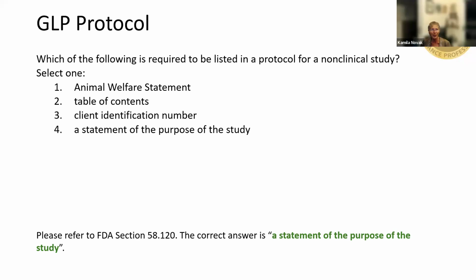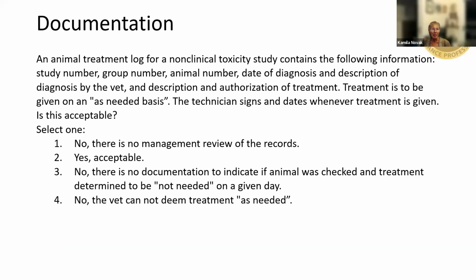Let's move to the next question. An animal treatment log for a non-clinical toxicity study contains the following information: study number, group number, animal number, date of diagnosis, a description of diagnosis by the vet, and description and authorization of treatment. Treatment is to be given on an as-needed basis. The technician signs and dates whenever treatment is given. Is it enough? Is it acceptable?